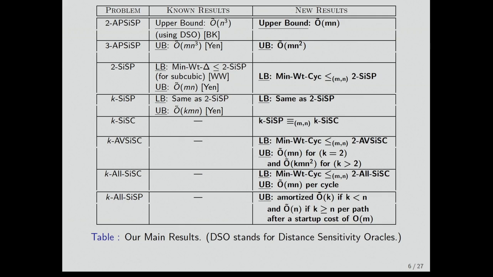Here again, this is the all vertices version, so it's a little analogous to APSISP. So for k equals 2, it's a little faster. It's O tilde Mn, but when you go to k greater than 2, right now we can only get kMn squared, but we can stay at kMn squared. We don't have to grow further. And then for all-SISC, we have tight bounds relative to our hardness assumption. So we show that it reduces to 2-all-SISC, and we can, in fact, generate each successive path in O tilde Mn time.